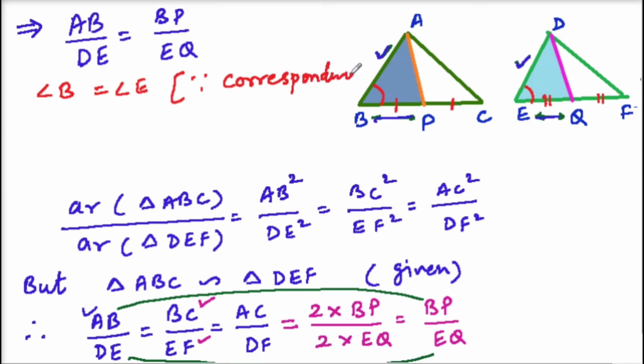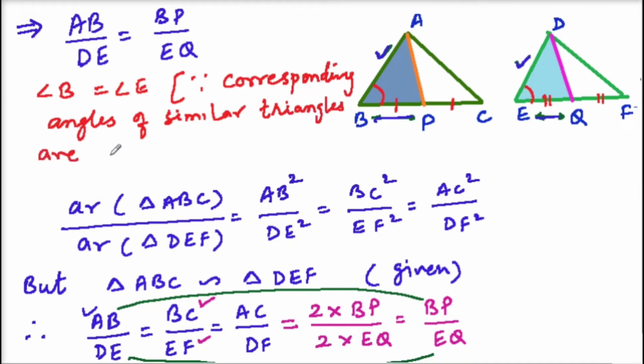We can write: corresponding angles of similar triangles are equal. And we are given triangle ABC is similar to triangle DEF.